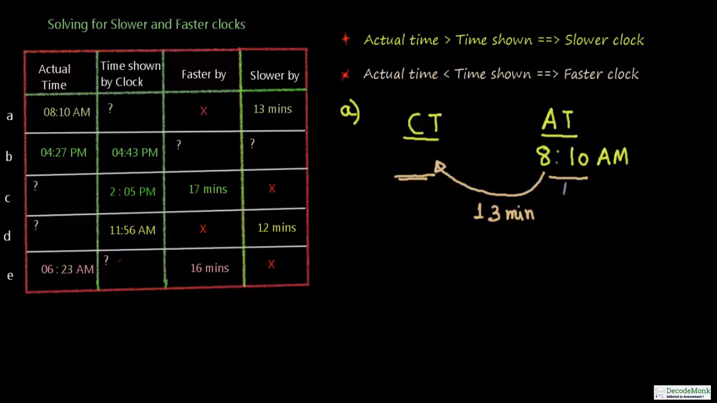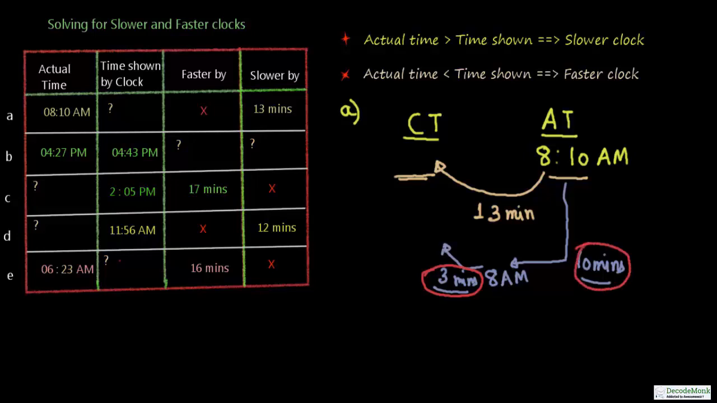So from 8:10 the next comfortable timing is 8 am. From 8:10 to 8 am is 10 minutes. So for 13 minutes it should be 10 plus 3. So we have to go 3 minutes lesser than 8 am. 10 plus 3 equal to 13 minutes. So from 8:10 to 8 is 10 minutes, and from 8 am you have to go further 3 minutes back, and that is equal to 60 minus 3, because 8 am is basically equal to 7:60. So 60 minus 3 is 57.